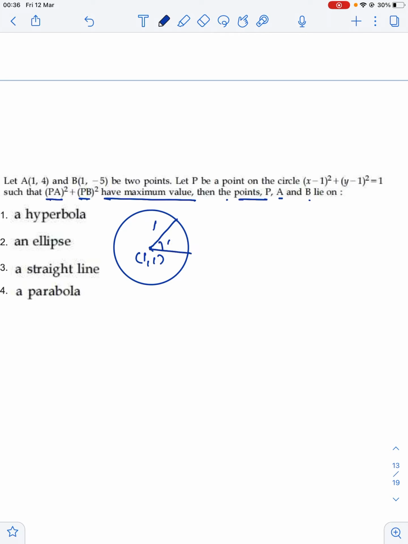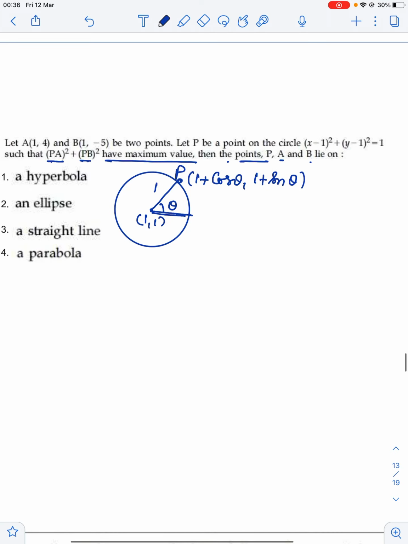So let us take the radius making theta with the x axis sometime. So this general point is 1 plus 1 cos theta and 1 plus 1 sin theta. So this is the P point for us. A and B are given. So now PA square is, A is given this, so PA square is cos square theta plus (1 plus sine theta minus 4), so (sine theta minus 3) whole square.